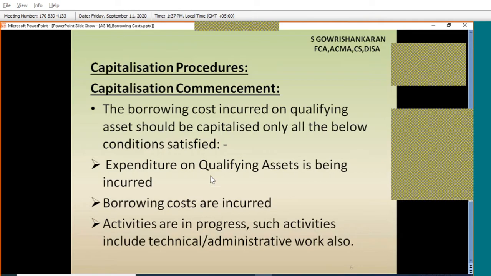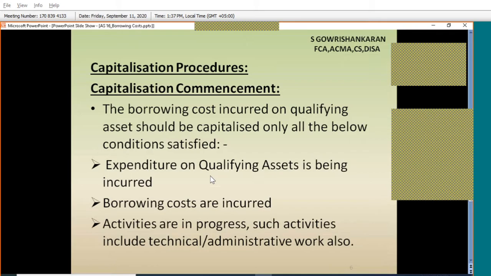100 crore you borrowed, how much did you utilize? 50 crore. For that 50 crore, whatever interest you paid, only that you are eligible for capitalization of interest. Balance 50 crore idle, sir. Simply I paid interest to the banker, sir. Then you are not eligible for the balance 50 crore interest. You should not capitalize that balance 50 crore interest, because you have not used it for your business or your construction purpose. You just kept it idle and you are claiming capitalization, which is not allowed.